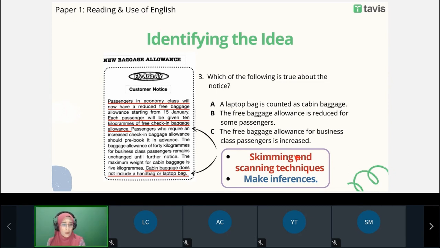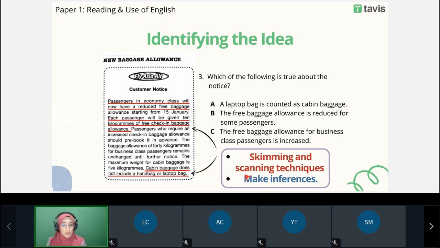Now, does anyone here know what is the skimming and scanning technique? Is it something related to the photocopy machine scanning? Not exactly that. What is skimming? Is it like skim milk? No, definitely not. Nothing to do with milk, nothing to do with photocopy machine. Skimming is where you read the text or the information very quickly, just to get the general idea of the whole text. Just read very quickly to get an understanding. What is this notice about? Try and read very quickly, maybe around 10 seconds.